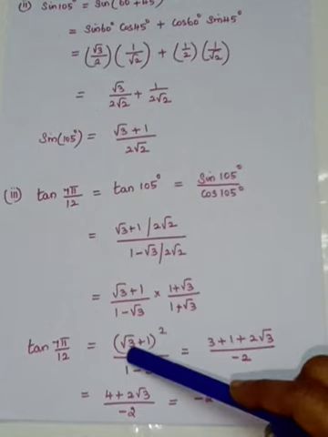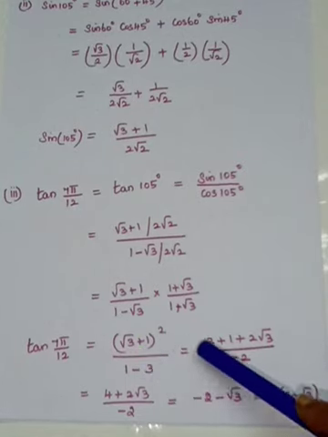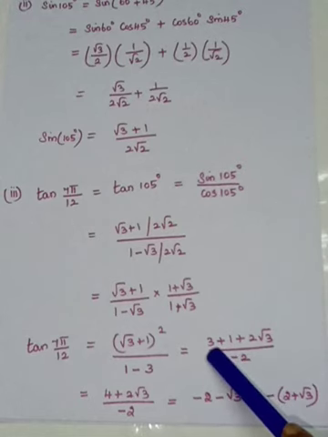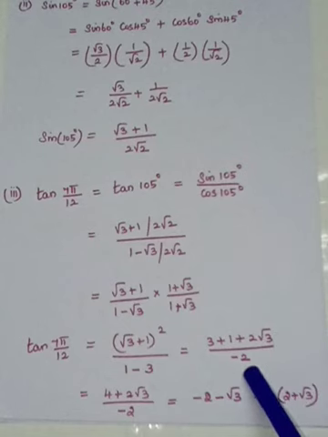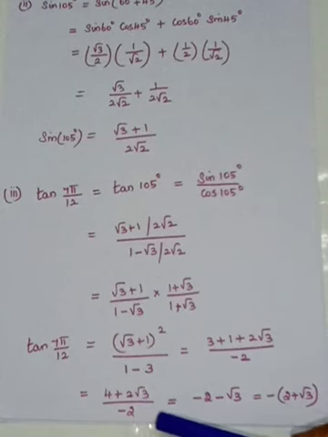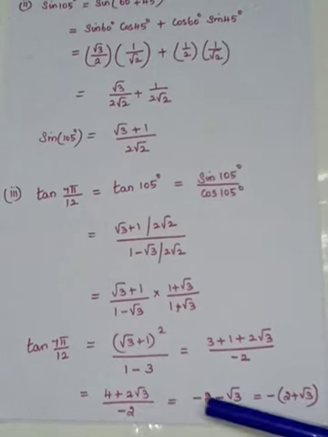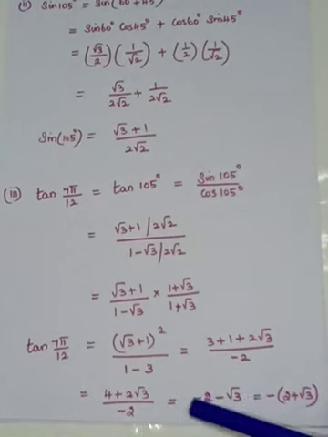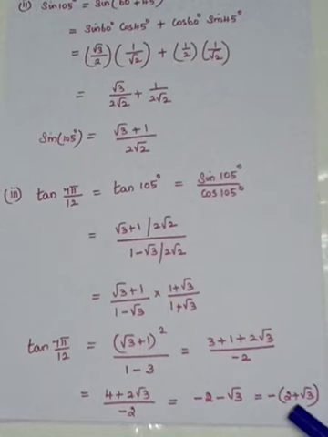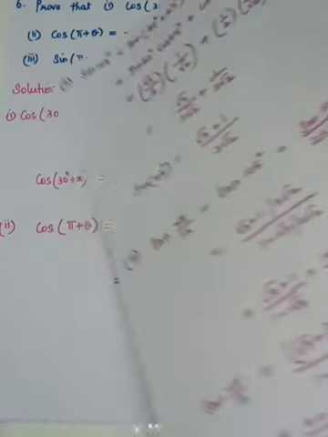So here you have to use a plus b the whole square. So a square, root 3 the whole square. So root 3 the whole square is 3. The square and the square root get cancelled. So 3 plus b squared, which is 1, plus 2ab, 2 into root 3, divided by minus 2. What is 3 plus 1? It is 4. 4 plus 2 root 3 divided by minus 2. So 4 by minus 2 is minus 2, and this 2 gets cancelled. So you are having minus root 3. From this term minus is common. If you take it out, it is 2 plus root 3. That is the value of tan 105 degree.